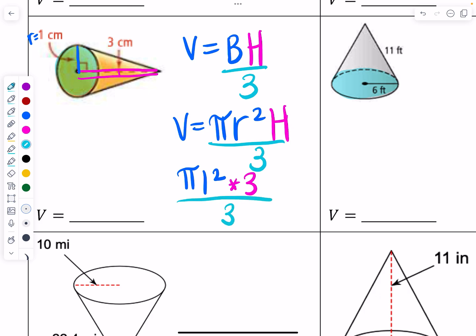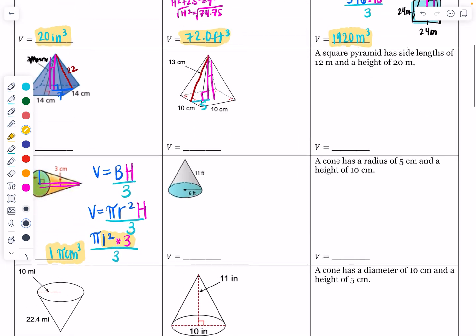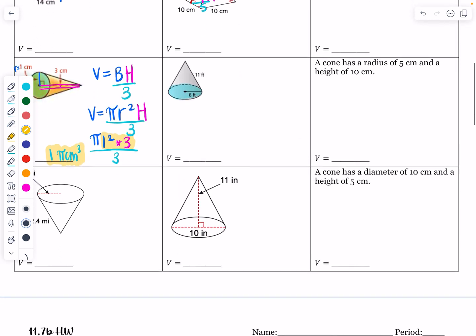So again, when we leave things in terms of pi, we're going to type in everything in the numerator except for the pi symbol, because we know that we're going to have that many pi centimeters cubed. And so I'm going to do 1 squared times 3. That's going to give me 3. And whenever you do 3 divided by 3, that's going to give me a total of 1 pi centimeters cubed. Okay? So make sure all of these are to the 3rd power when you're working with volume.